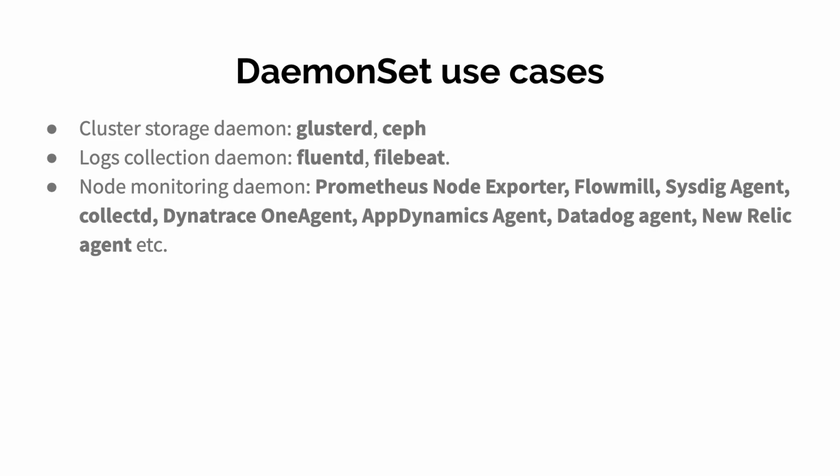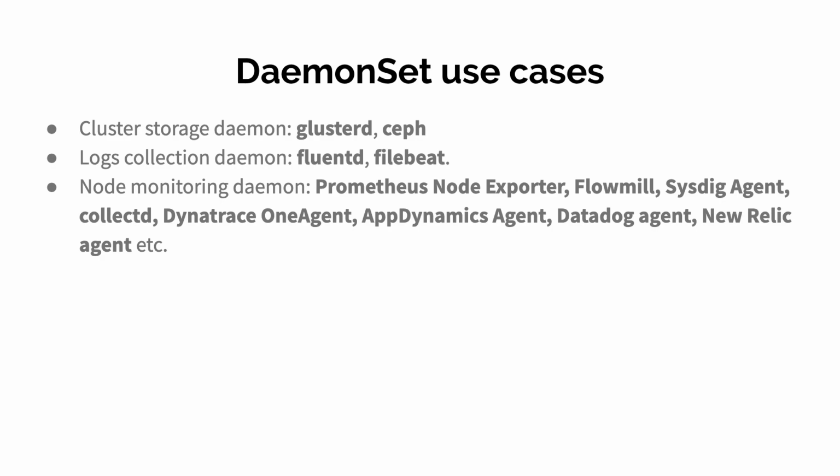Log collection DaemonSet. Some examples are Fluentd or Filebeat. These are log collectors. What they do is they read the logs of your Kubernetes nodes, specifically of the Docker daemon, and they push them to different applications like Elasticsearch or whatever your log monitoring mechanism is.